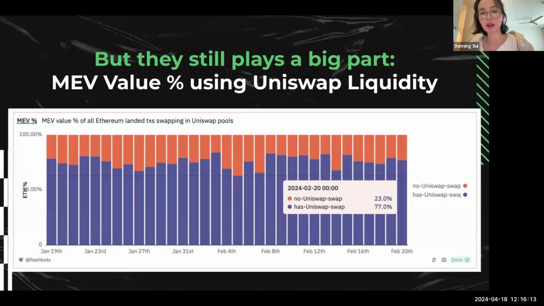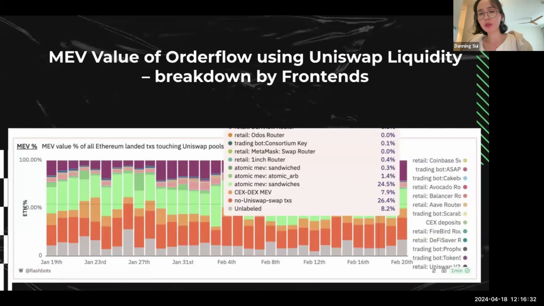The other side of the coin, though, is that they do still play a big part. If you look at all MEV value by transaction, whether they ever had a swap or not, which basically means whether there's ever a swap in a Uniswap pool, the most dominant liquidity source today, 77% of the MEV value comes from a transaction with a Uniswap swap. If you look further into all those transactions with a swap, you can also see the same distribution we saw earlier, where the orange are the ones without a swap, and then going down will be atomic MEV sandwich with the highest MEV value, and then there are Telegram bots.